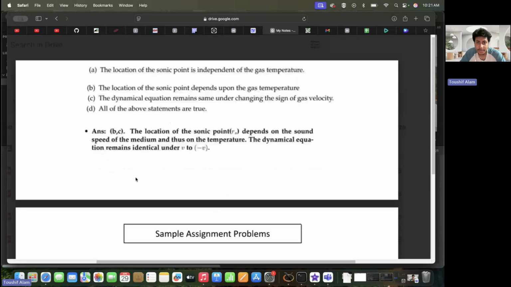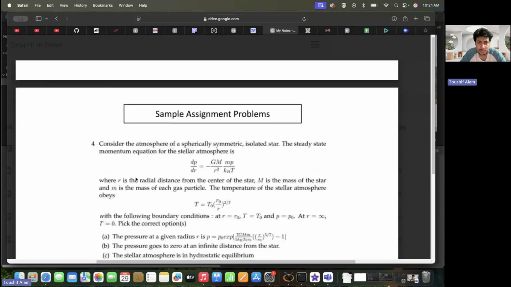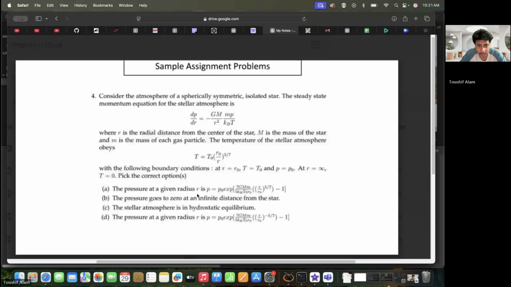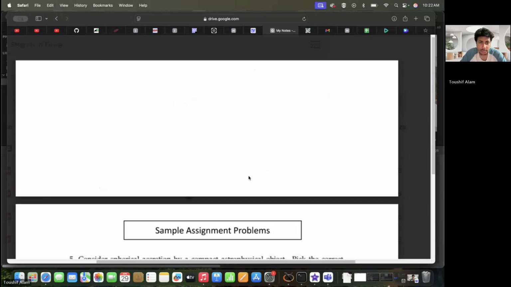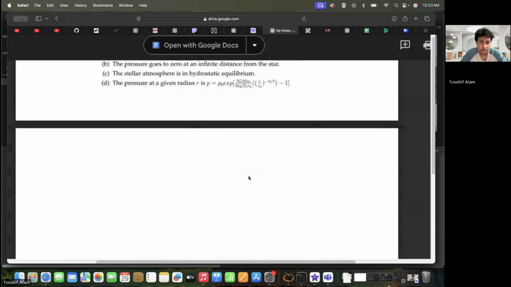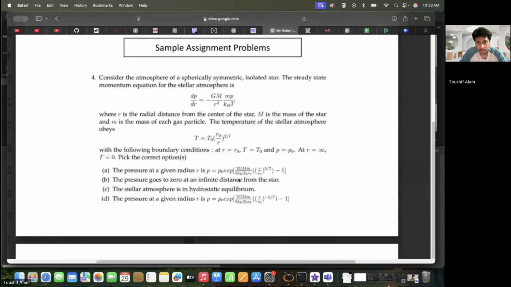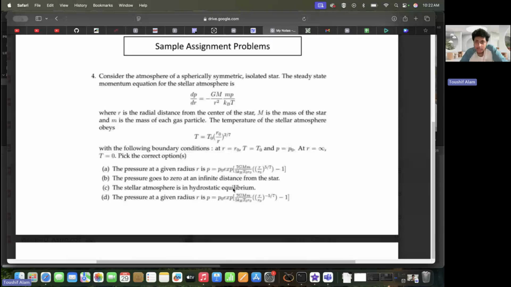On the atmosphere of a spherically symmetric accreting star, the steady state momentum equation for the stellar atmosphere is this. T is also given. So the pressure at a given radius r is this. You just need to calculate the pressure. Is the atmosphere in hydrostatic equilibrium? False, because you know that the solar wind is already there. Option A is correct.